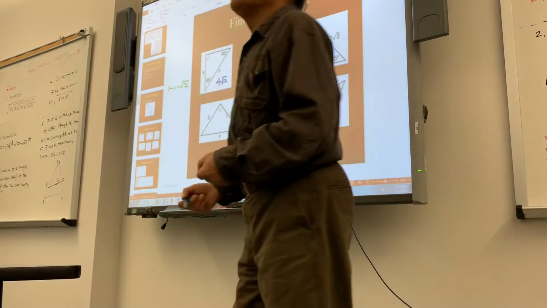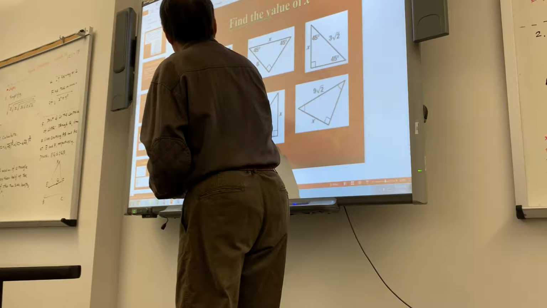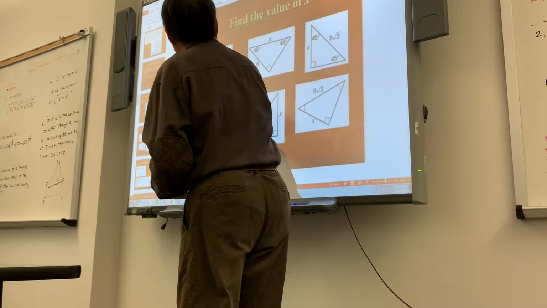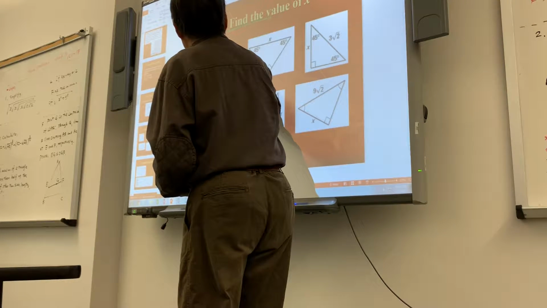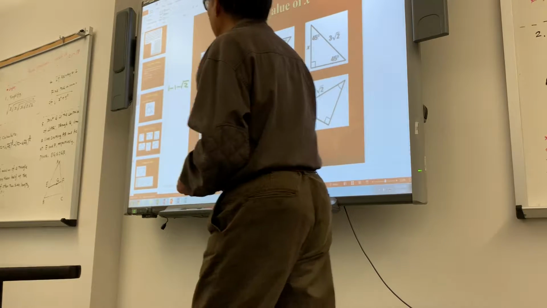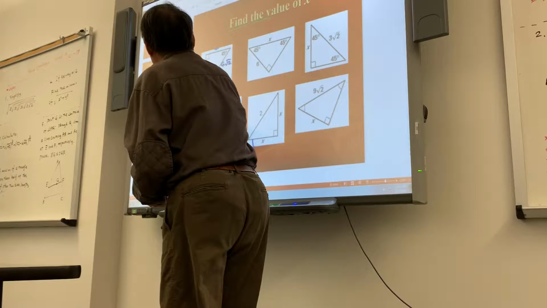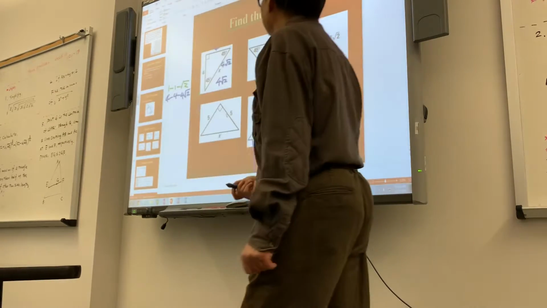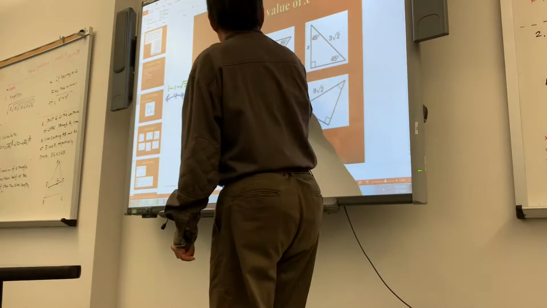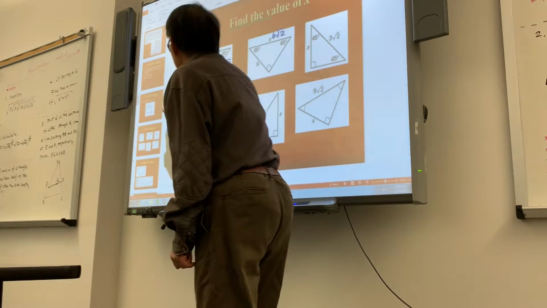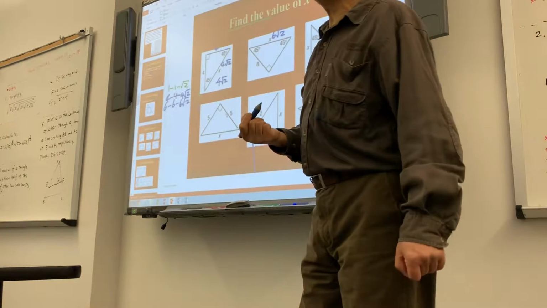Is that correct? Yes. If this side is 4, this side should be 4, so this one should be 4 times square root of 2. So you can remember, 1, 1, square root of 2. 4, 4, 4 square root of 2. Okay? Second question. This is 6. X is what? 6 square root of 2. Do you understand me or no?